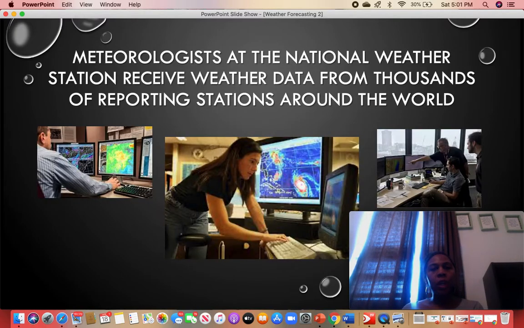Okay. So meteorologists at the National Weather Service receive weather data from thousands of reporting stations around the world. Even within the US, you have all these different weather stations that gather data and communicate with each other about their findings so that they can work together to more effectively forecast the weather.